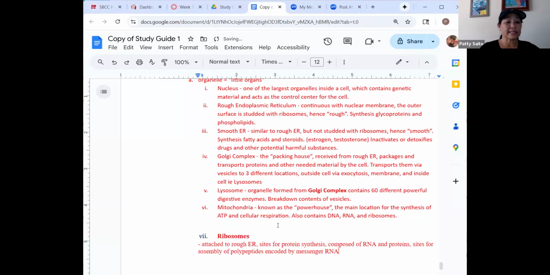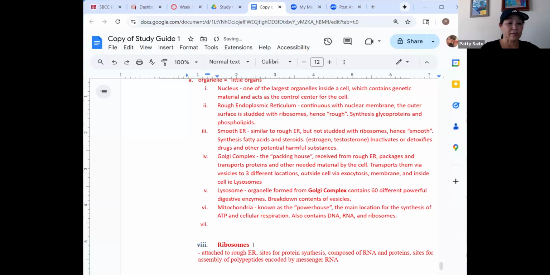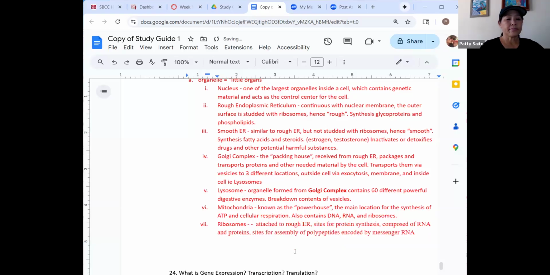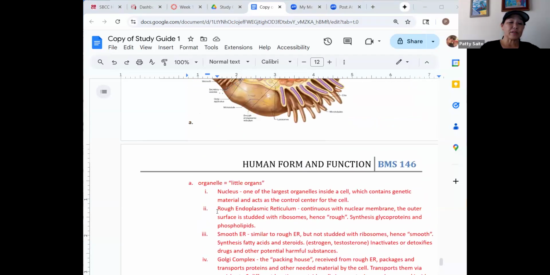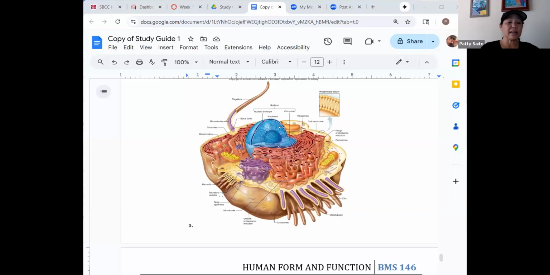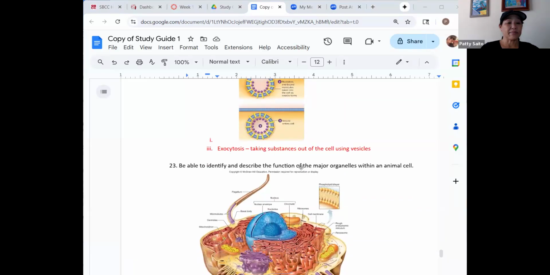All right, so the last thing are the ribosomes, which I've already mentioned. Ribosomes are attached to the rough endoplasmic reticulum. This is where proteins are made, protein synthesis, and it's made up of RNA. This is where we make proteins there in the cell. All right, so those are the ones. Of course, there's more, but these are the main ones that you will be responsible for. I may quiz you on them, so be sure to take a look at that.